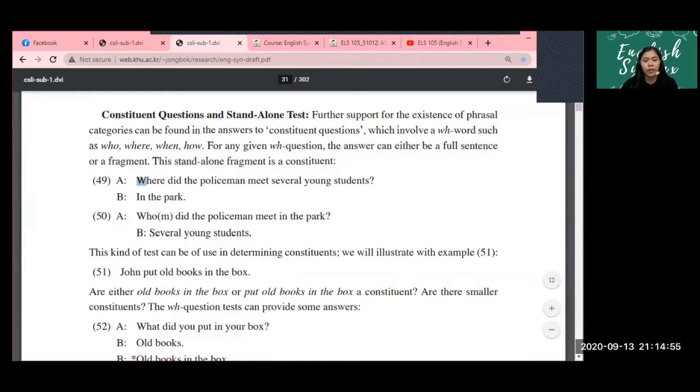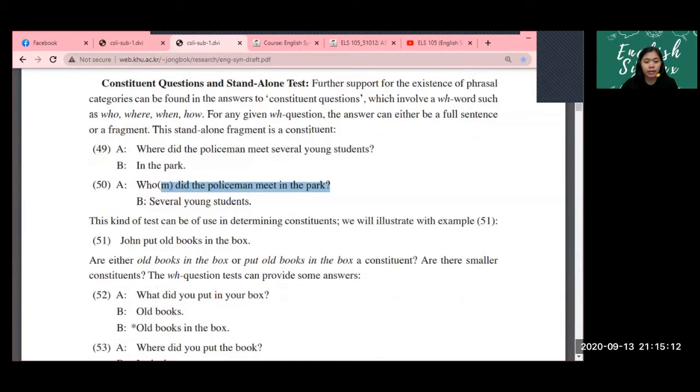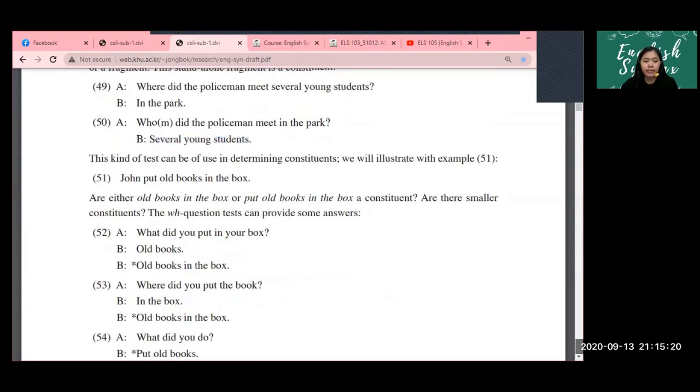So for example, where did the police meet several young students? In the park. So that in itself can be considered a constituent. Another, who or whom did the police meet in the park? Several young students, which also shows that this group of words is indeed a phrase or a constituent. Now, this kind of test can be of use in determining constituents.